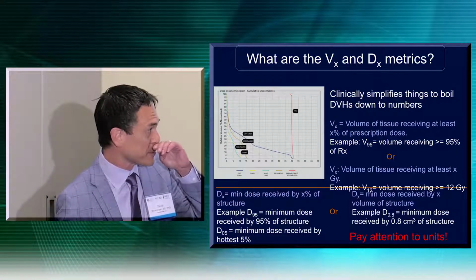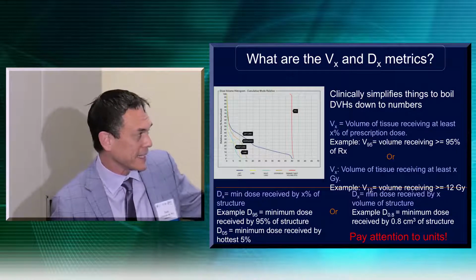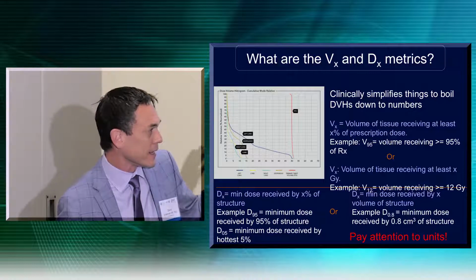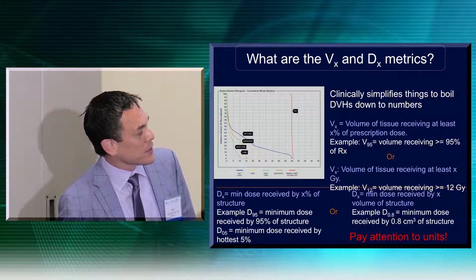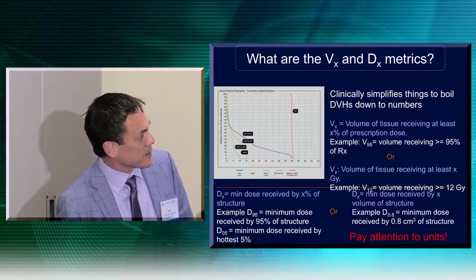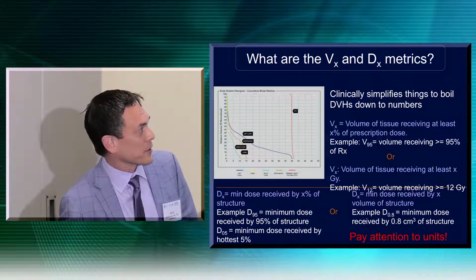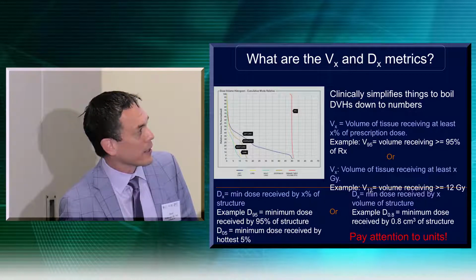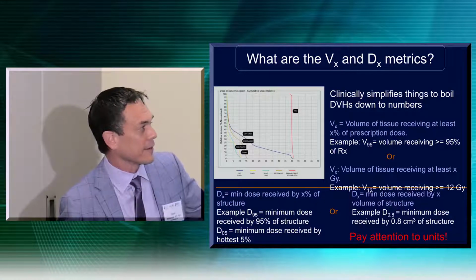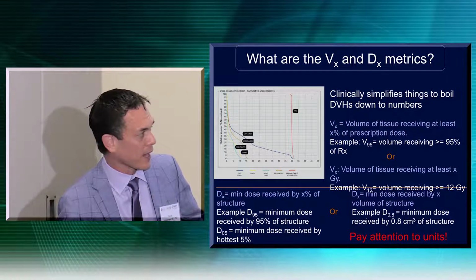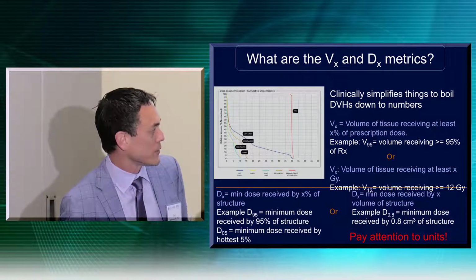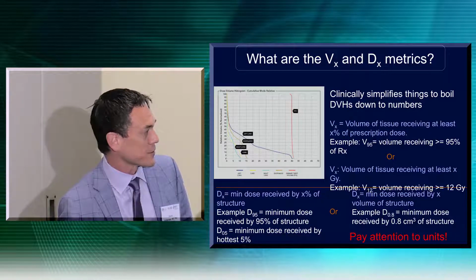So when you read papers, people are always talking about things like the V95 or the V12 or the D05. So these are just boiling the dose volume histogram down further into simple metrics, right? So the V numbers are the volume of tissue receiving at least some amount of dose, and that can either be as a percentage or in actual dose in gray. And the D values are the dose received by some amount of structure.